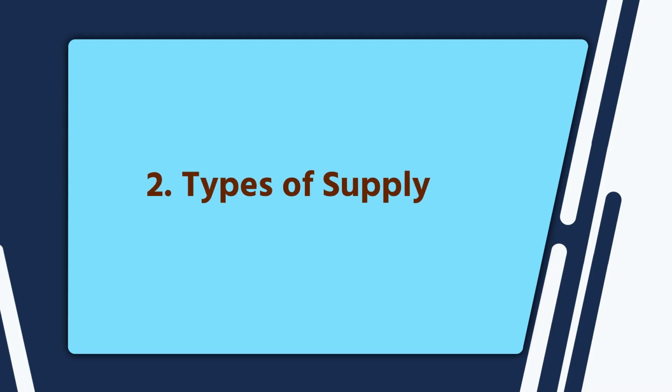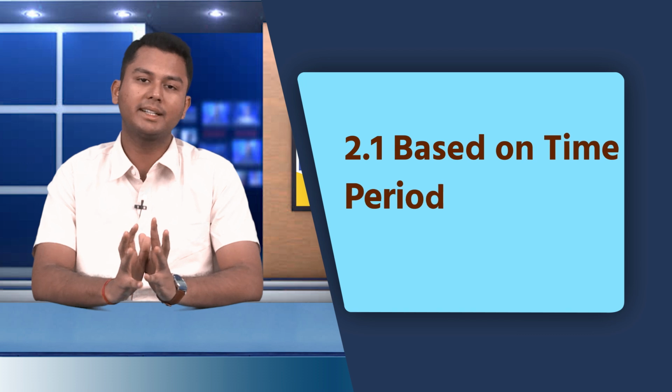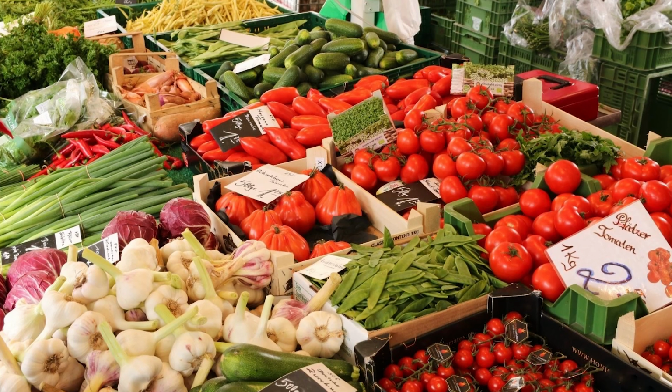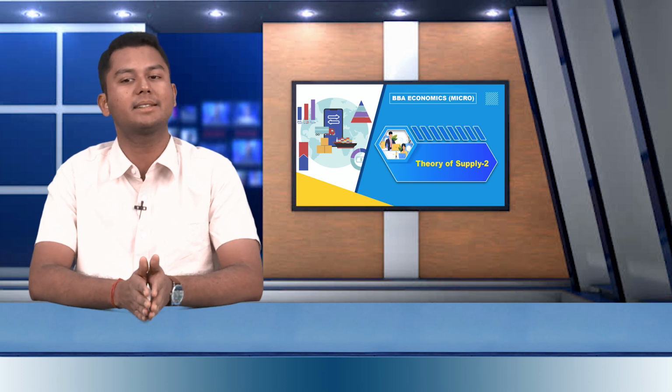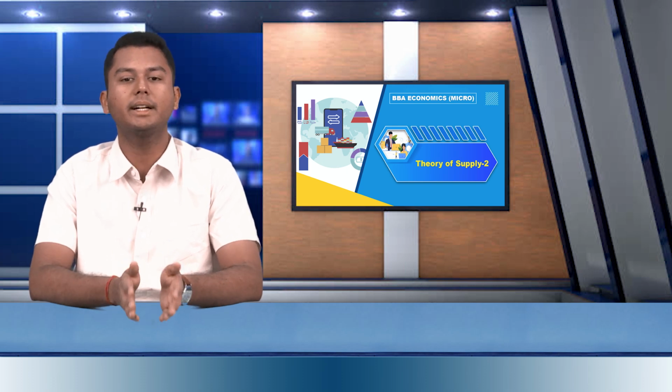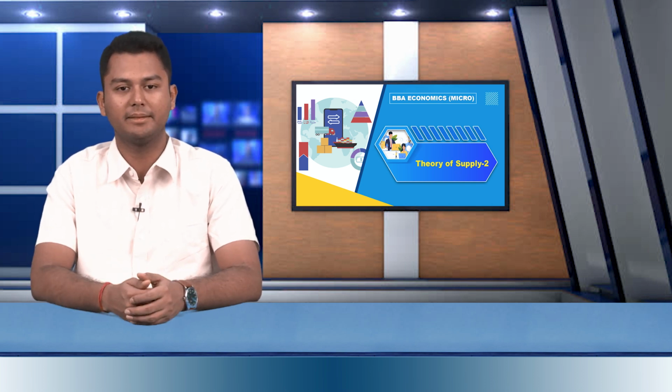Now let us move to the second topic, that is types of supply. First is based on time period. Market period supply covers when time is so short that supply is essentially fixed. Agricultural products immediately after harvest have market period supply, that is, the quantity available cannot be increased regardless of price because the production cycle is now complete.